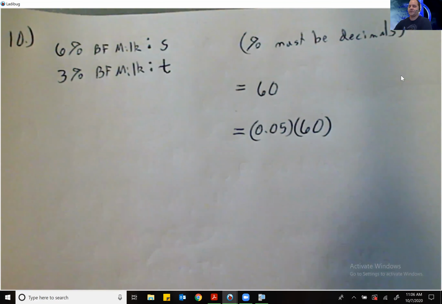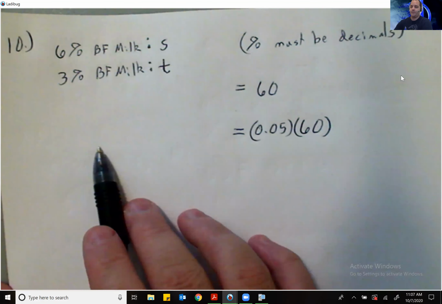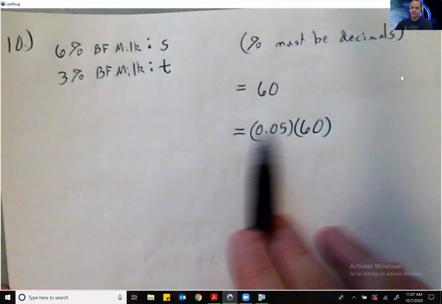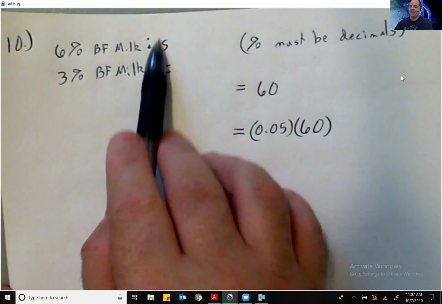So we're going to put the percentages down here because we use the percentage right here. It only makes sense that we're going to put percentages with other percentages. So how am I going to take the 6% in this variable s? What would that look like?